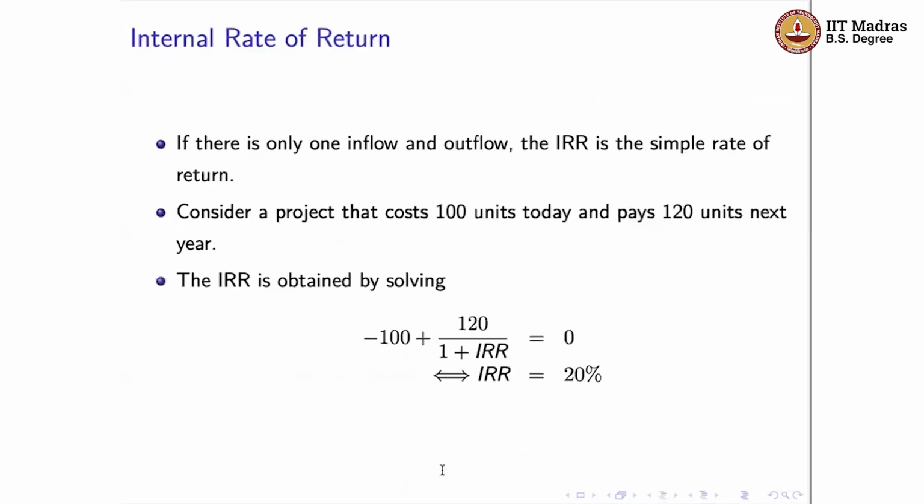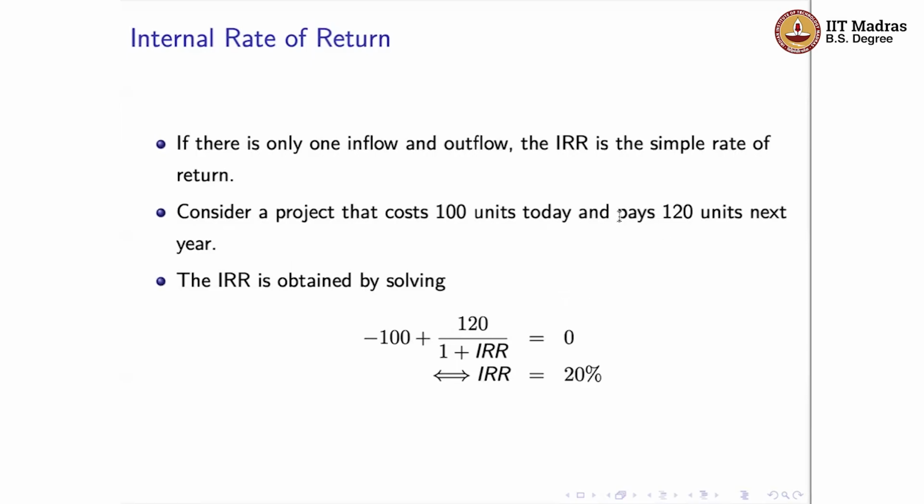So what do we actually find? Remember, if there's only one inflow and outflow, the IRR is the same as the simple rate of return. Imagine that you have a project that costs 100 units today and pays out 120 units next period. How do we calculate the IRR of this project? This will be done by solving this equation: minus 100, which is the cost today, plus 120 divided by 1 plus IRR, set equal to 0. If you do the algebra, you can show that this leads to IRR being equal to 20%. So it makes sense, right?